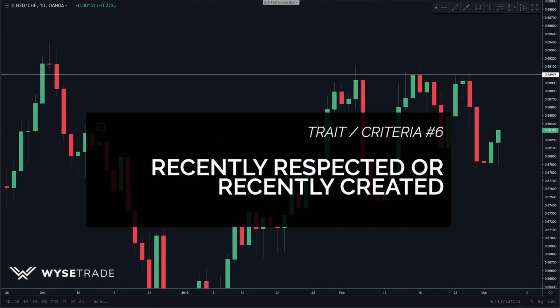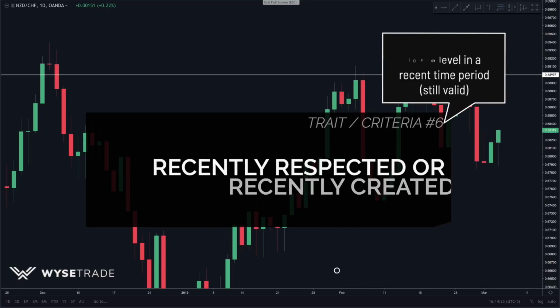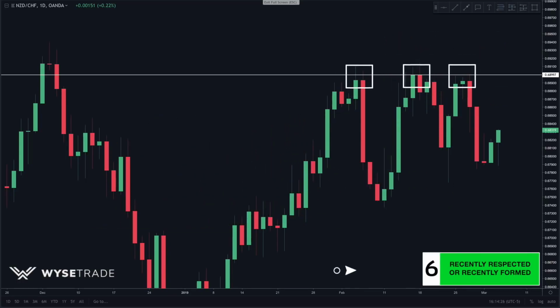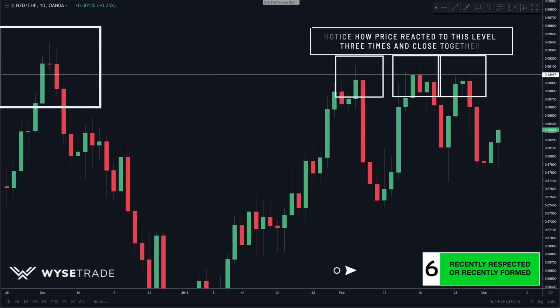Trait number 6. Recently respected or recently created, meaning traders took action at the level in a recent time period. As you can see, we had 3 rejections of this area of resistance, meaning it is still valid in a current time period. If you look further back, you also have a swing high up here, but the recent rejections are always more effective as they are current and new.